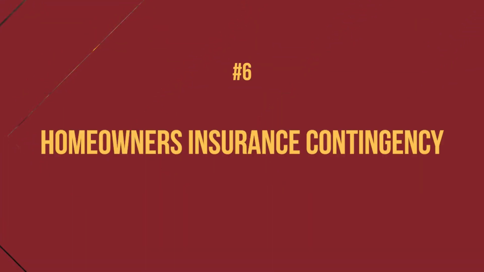And number 6, homeowners insurance contingency. Now this clause stipulates that the buyer must apply for and obtain homeowners insurance on the property. If they can't get the necessary insurance, either party can withdraw from the contract. This is often requested by either the seller or the mortgage lender.